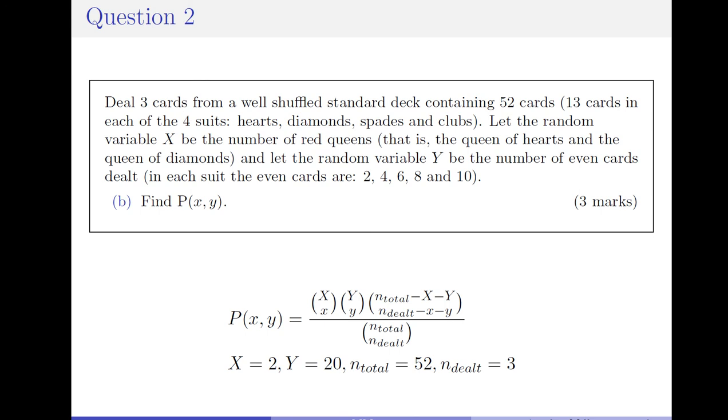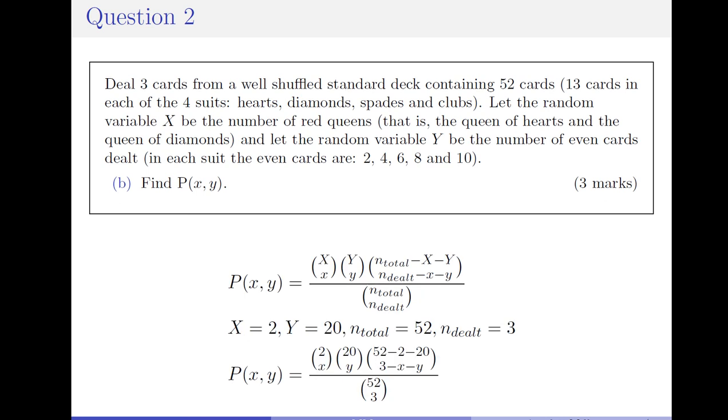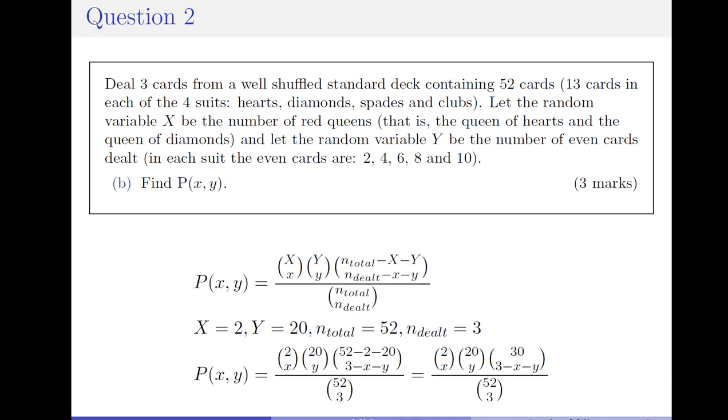Then what we do is we simply slot these numbers into our formula as shown here. So we've got 2 choose x, 20 choose y, 52 minus 2 minus 20, that is 30, choose 3 minus x minus y, all divided by 52 choose 3. Now what I'm going to do is tidy up the third choose on the numerator to get 30, and this is our P of x, y.